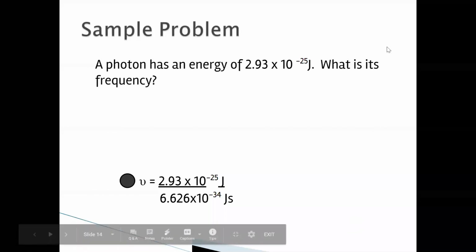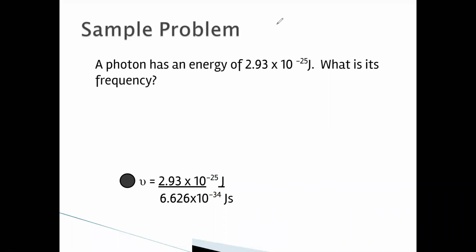All right, so once again, I'm going to rewrite the energy equation. E equals h times nu. Energy equals Planck's constant times frequency. Okay, so once again, all of that information that you need to solve this problem is given to you. All right, so the first thing that we need to do here is we need to start plugging in information where it goes. It says a photon has an energy of. So right away, we're told what E is. So we start plugging that in. We have the 2.93 times 10 to the negative 25th joules equals Planck's constant times frequency. Now notice it doesn't give you any other information because Planck's constant is a constant number which you were already told.